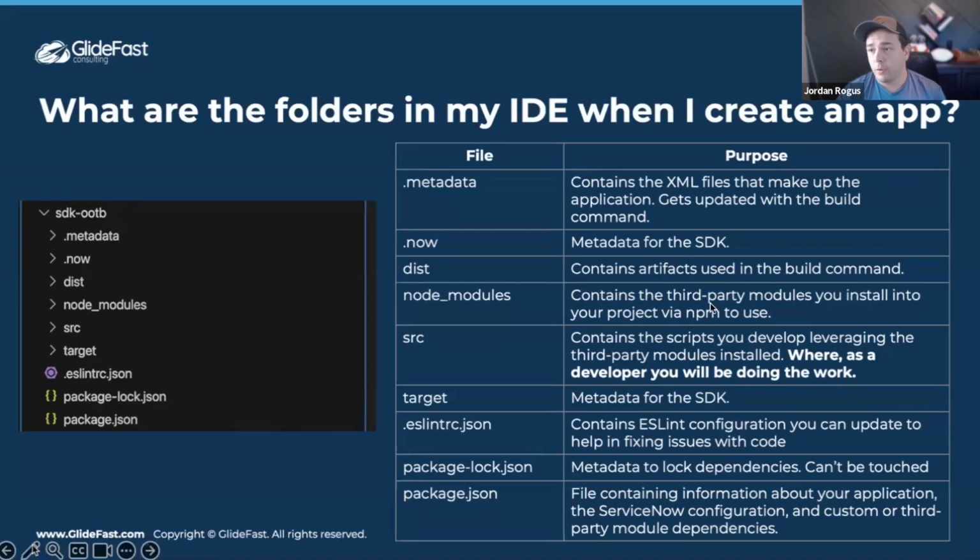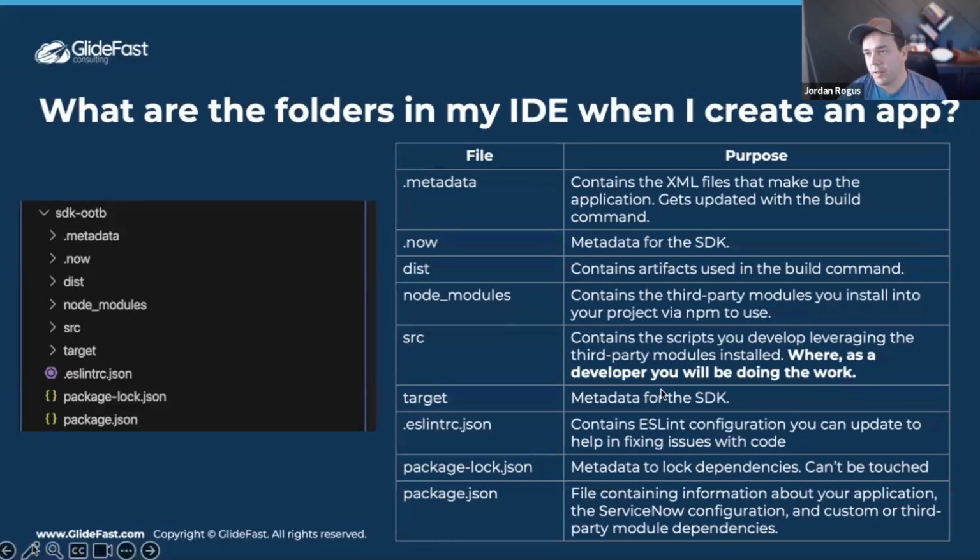Node modules. So, as we see, when we install a node module, what we're installing is going to go live in this folder. So then we can use it within the modules and libraries we create. That's common in really any JavaScript project. Source, as a developer, this is where you're going to be doing your work. This is where you're going to be creating your modules and such that you can then interact with on your instance.